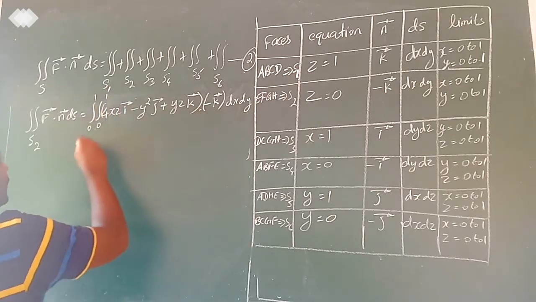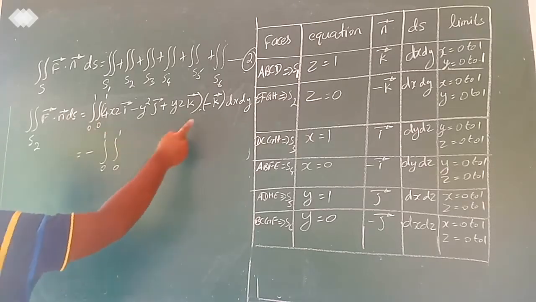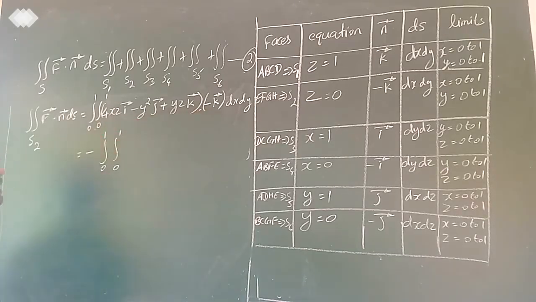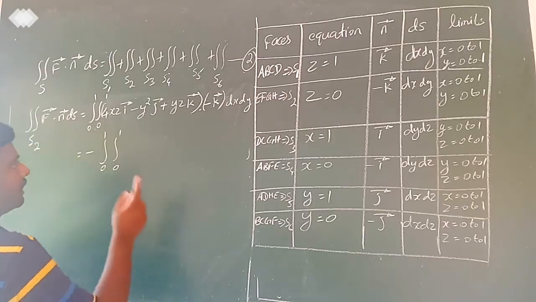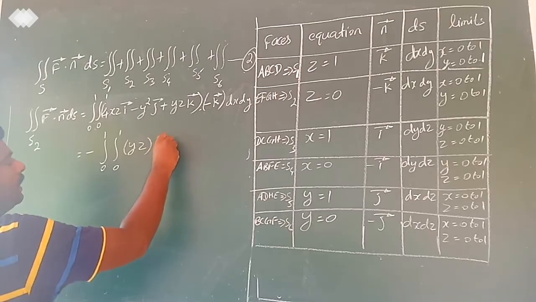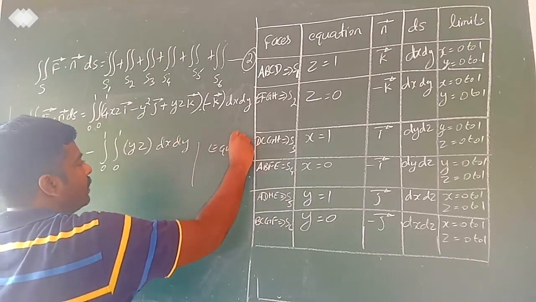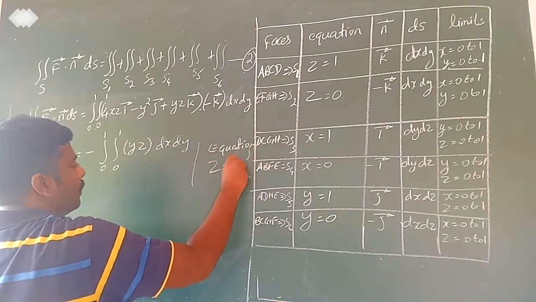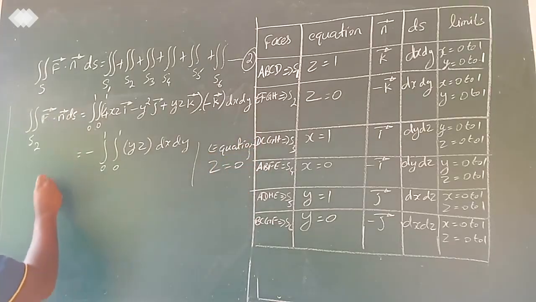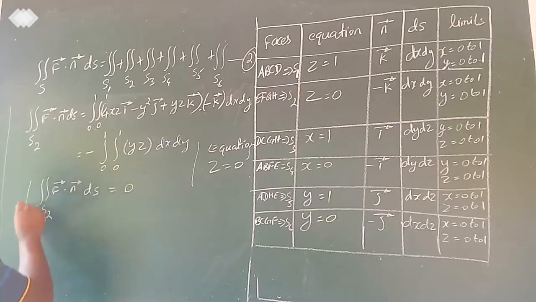And the minus term, therefore minus double integral from 0 to 1, 0 to 1, k vector dot i vector, k vector dot j vector equal to 0, but k vector dot k vector equal to 1. Therefore, the final term will become yz dx dy. But in the equation for face 2, z equal to 0. So therefore, double integral of S2 f vector dot n vector ds equal to 0.